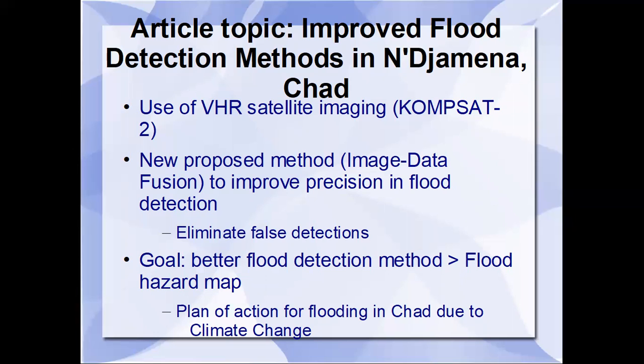There was a proposed method in this experiment to help improve precision and eliminate false detections. Existing methods were not as reliable. A data fusion contest was actually held to provide a new method to reduce errors such as image noise and other issues with spectral and spatial changes.